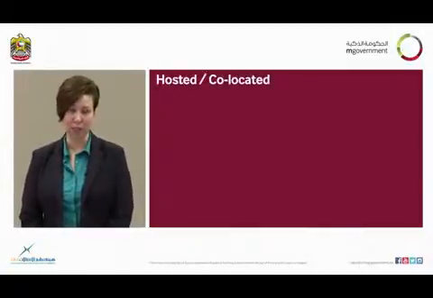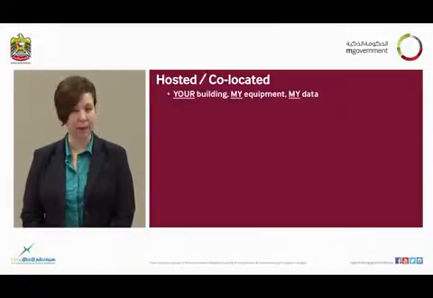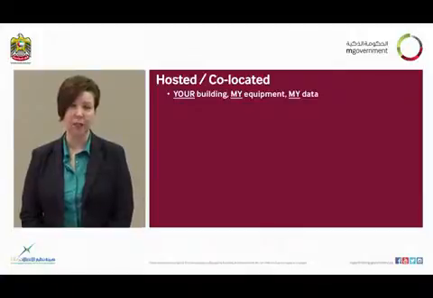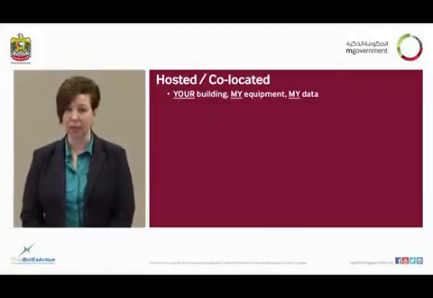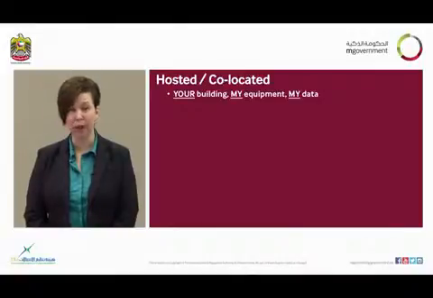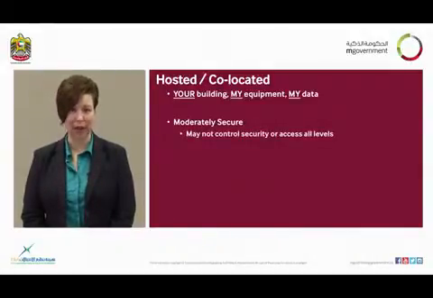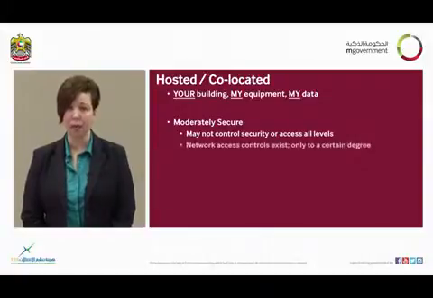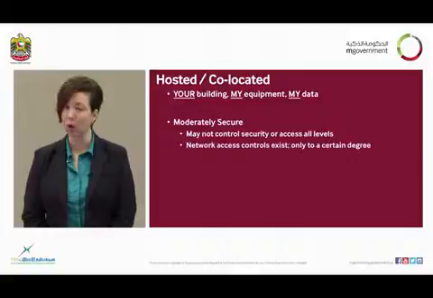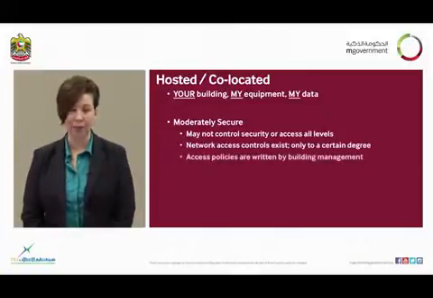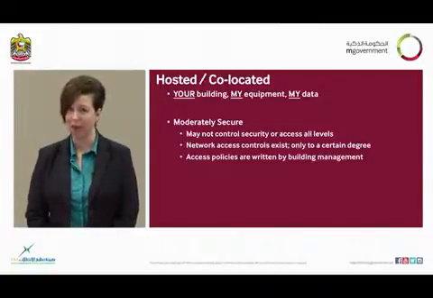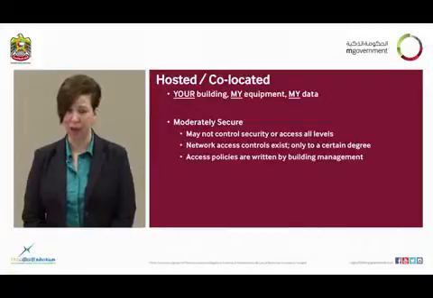The next type of hosting is called co-located. This is your building, but my equipment and my data. This is essentially renting a space in a pre-existing data center to hold my equipment and run my operations. This is a moderately secure setup, but we may not control access at all levels. Network access controls will exist, but only to a certain degree. Access policies are actually written by the building management. We'll have no say in who accesses the building and when.